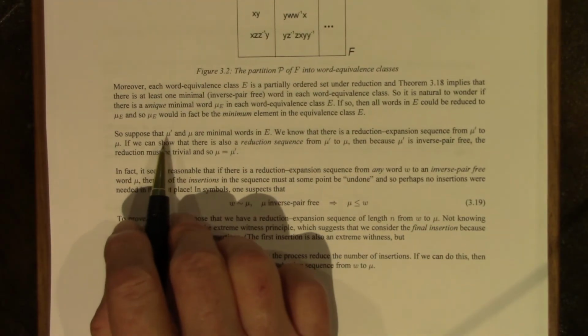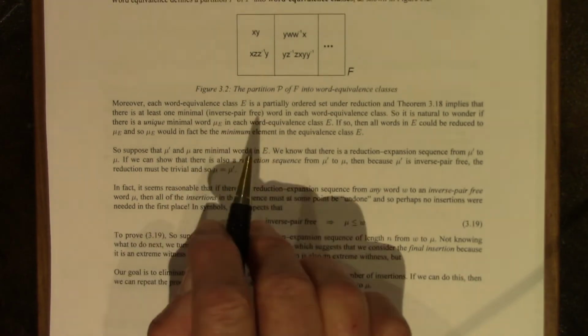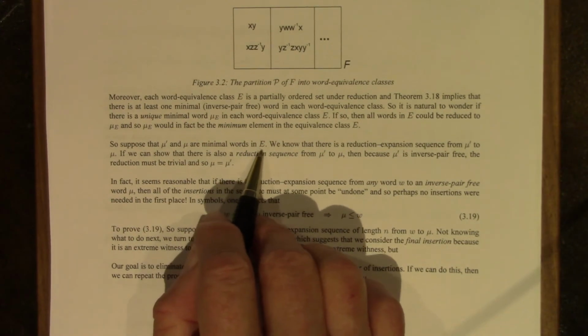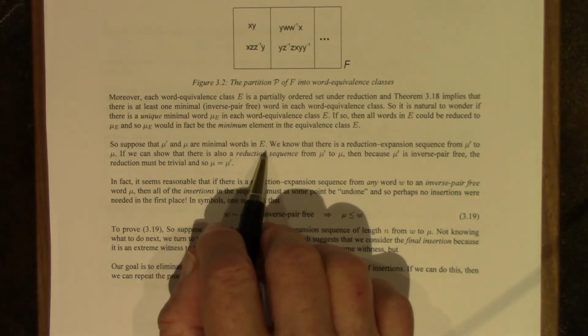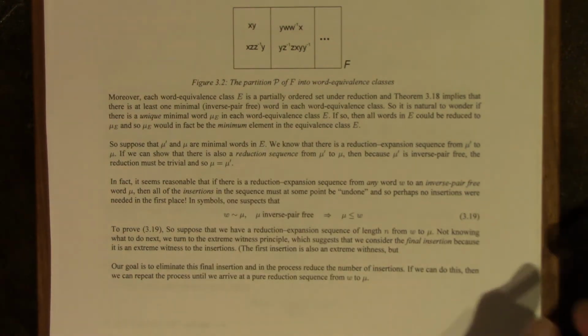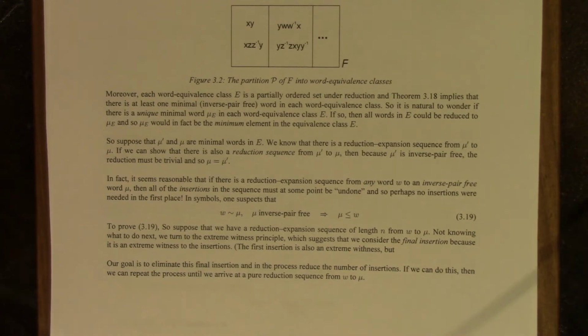So suppose that mu prime and mu are minimal words in one of these equivalence classes, the word equivalence classes. We know that there is a reduction expansion sequence from mu prime to mu. If we could show that there's also a pure reduction sequence from mu prime to mu, then because mu prime, the starting point, is inverse pair free, the reduction must be trivial, and so mu equals mu prime.